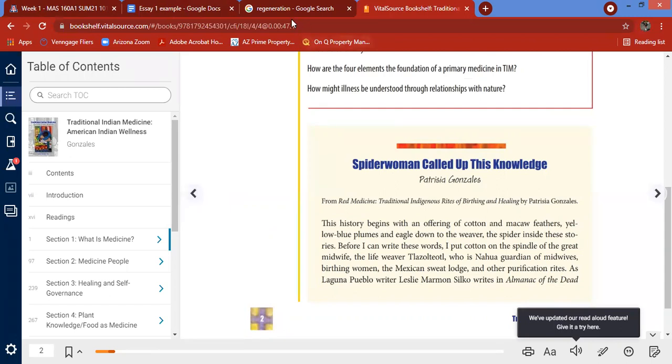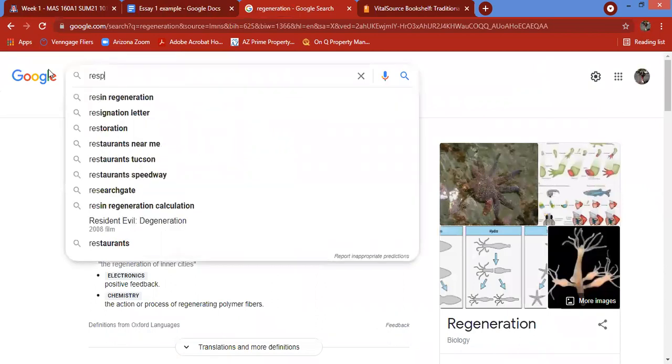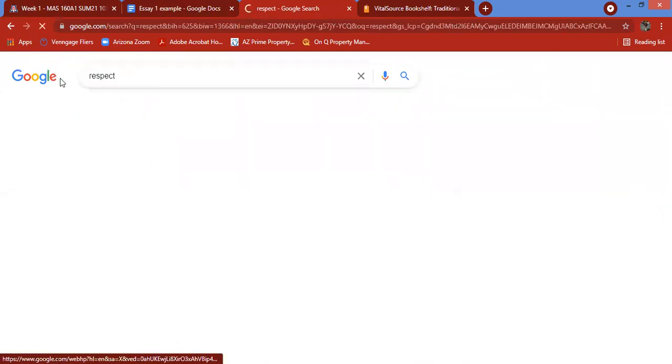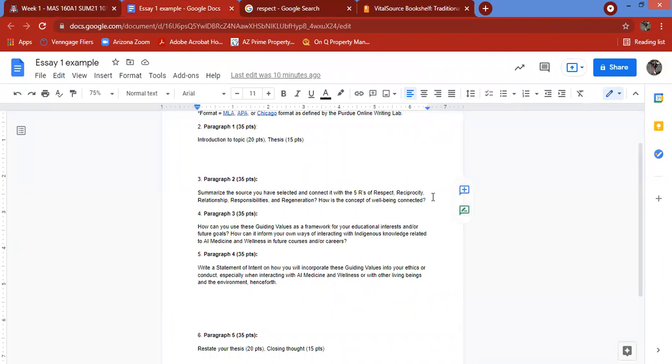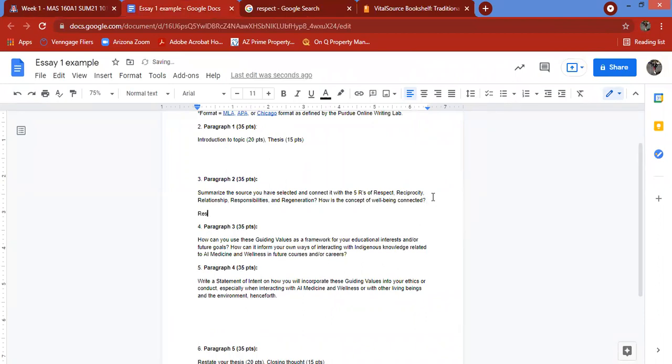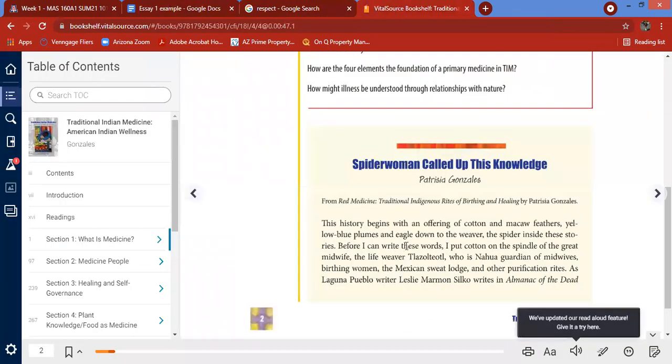Respect is, let's go and look back and define what respect is. So respect is a feeling of deep admiration for something and their abilities. And so we're going to go ahead and copy and paste this and put it over here. Respect is this kind of thing. And the example that I show of respect is right here.